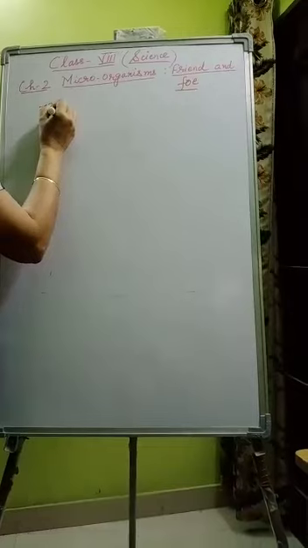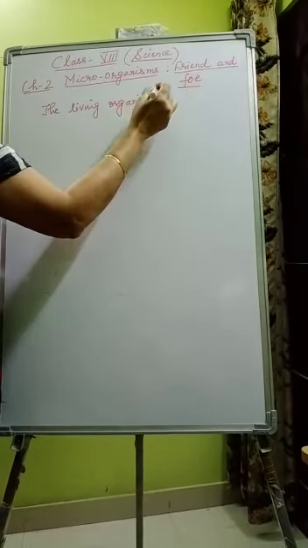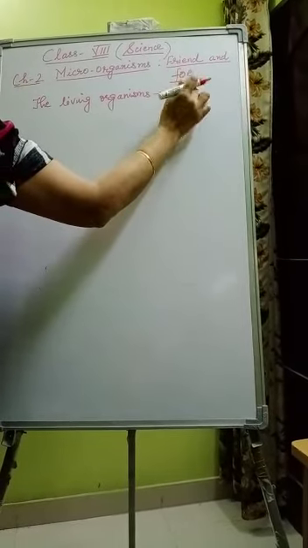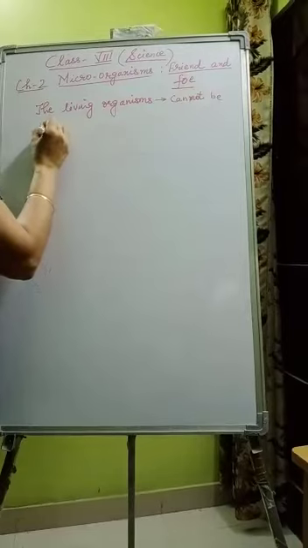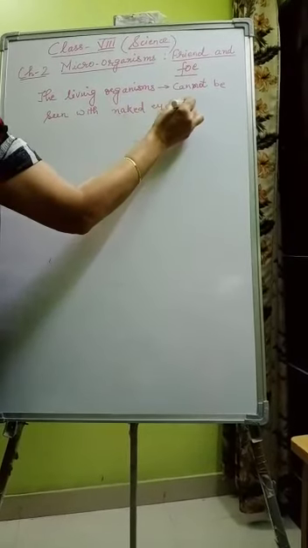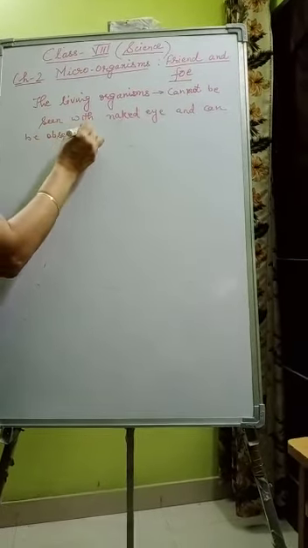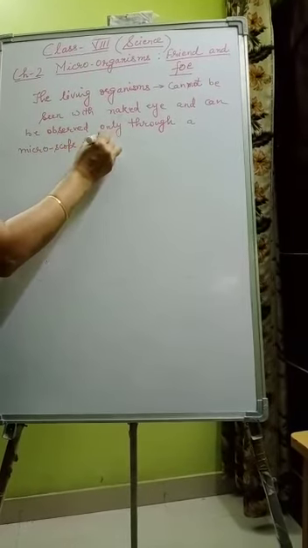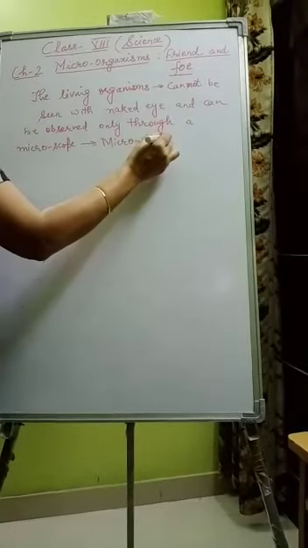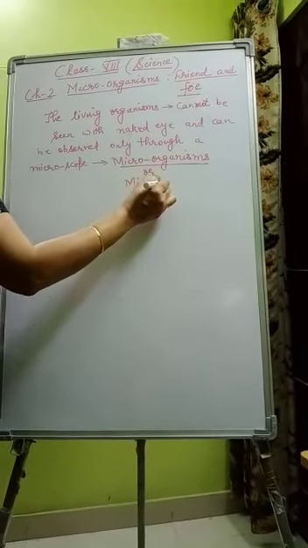The living organisms which cannot be seen with the naked eye and can be observed only through a microscope are called microorganisms or microbes.